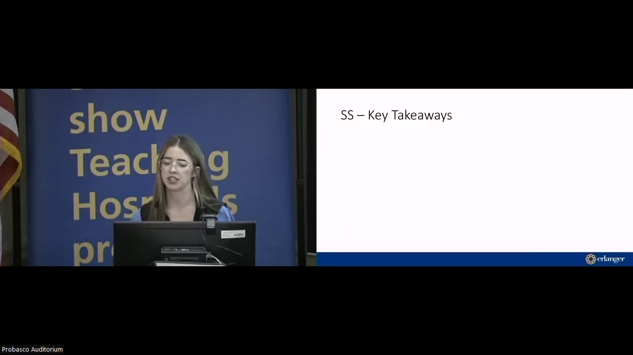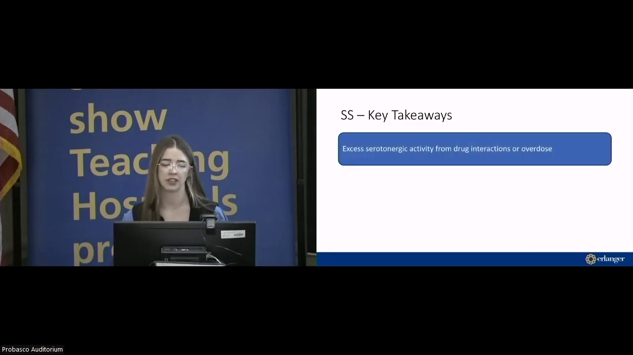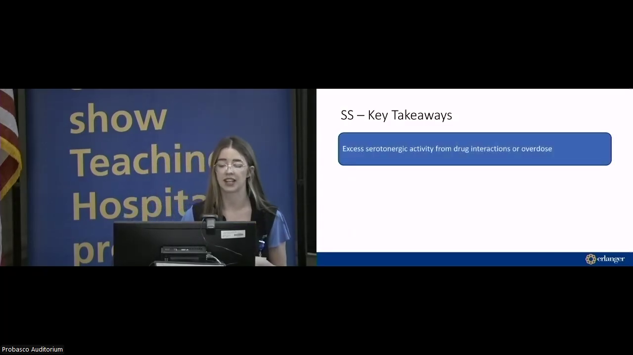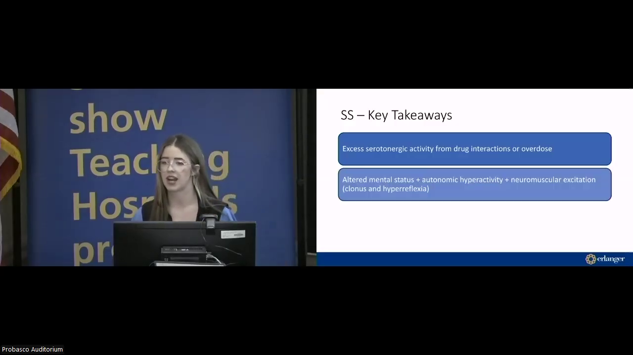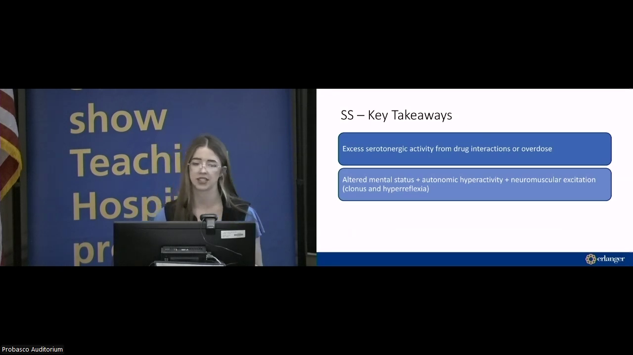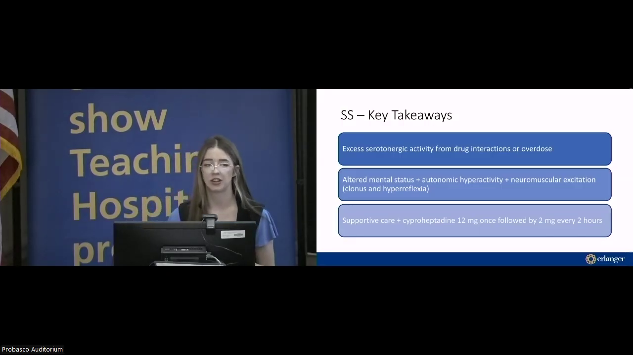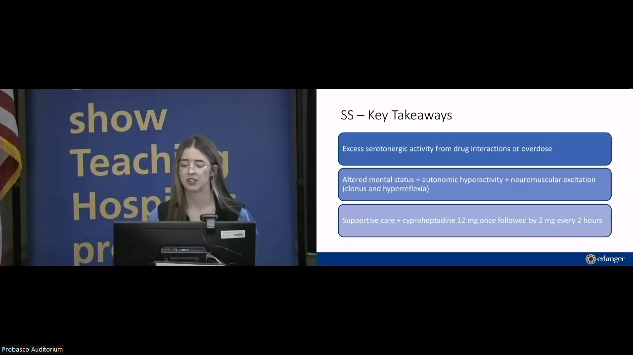To wrap up serotonin syndrome, these are the main points that you should leave with. First, think of serotonin syndrome whenever there's excess serotonergic activity from drug interactions or overdose. You want to clinically look for the triad of altered mental status, autonomic hyperactivity, and neuromuscular excitation, especially clonus and hyperreflexia. Management centers on stopping serotonergic agents, providing supportive care, and using cyproheptadine for moderate to severe cases at 12 milligrams once, followed by 2 milligrams every 2 hours as needed, and then transitioning to a maintenance regimen.